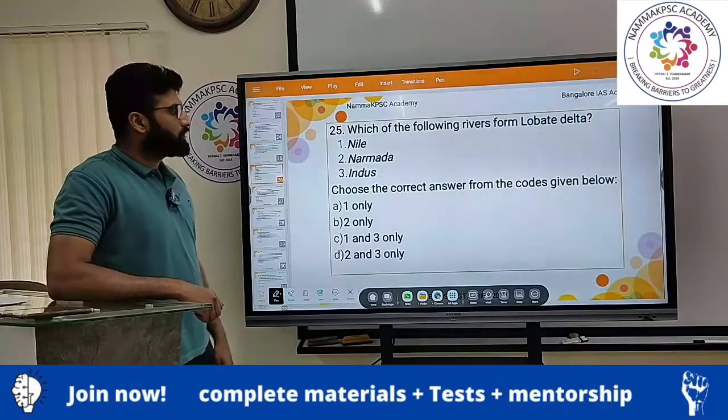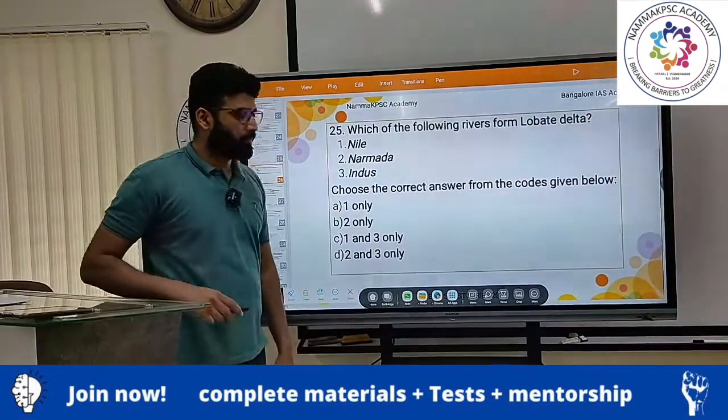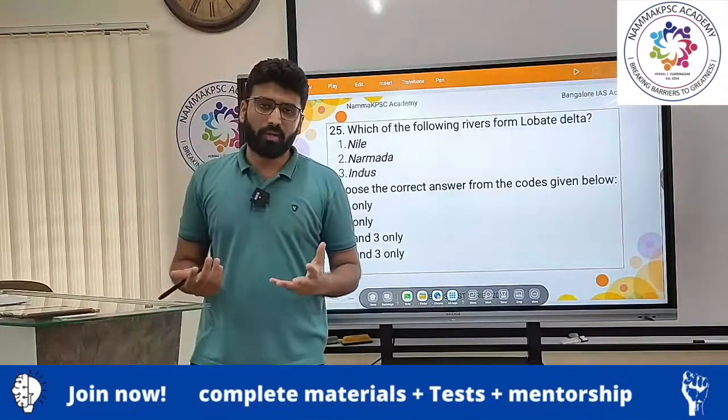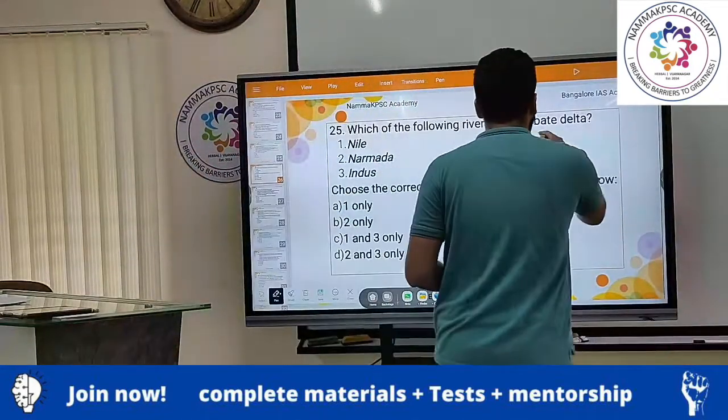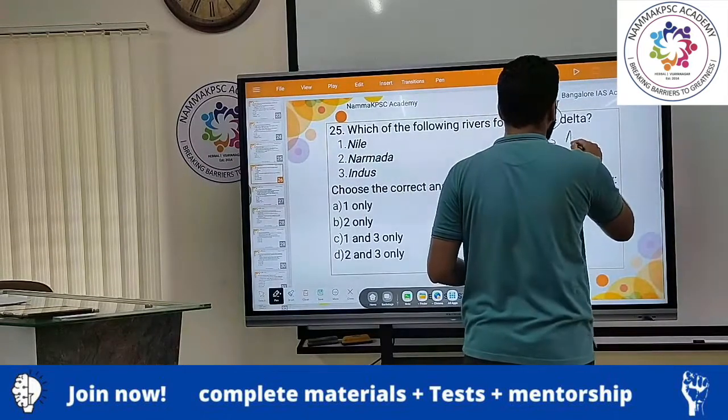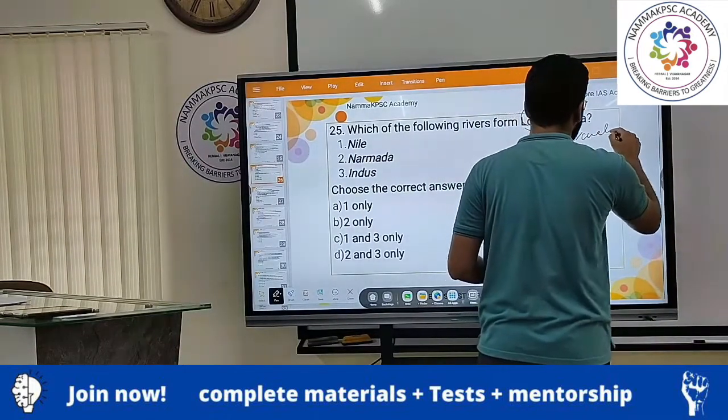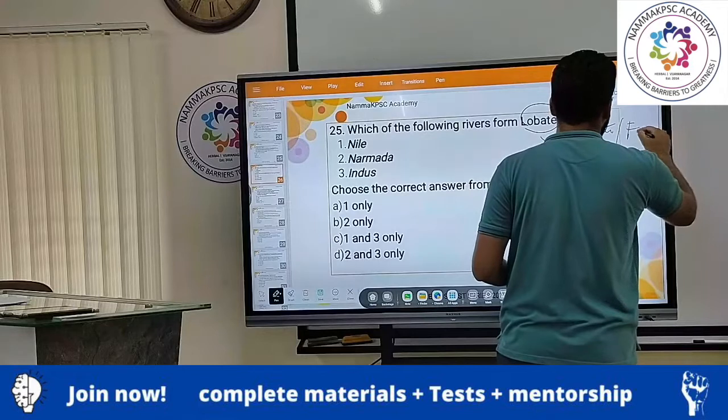Which of the following rivers form a lobate delta? Now, here it is very easy to get confused. What is lobate delta? Lobate delta is nothing but your arcuate delta or your fan delta.